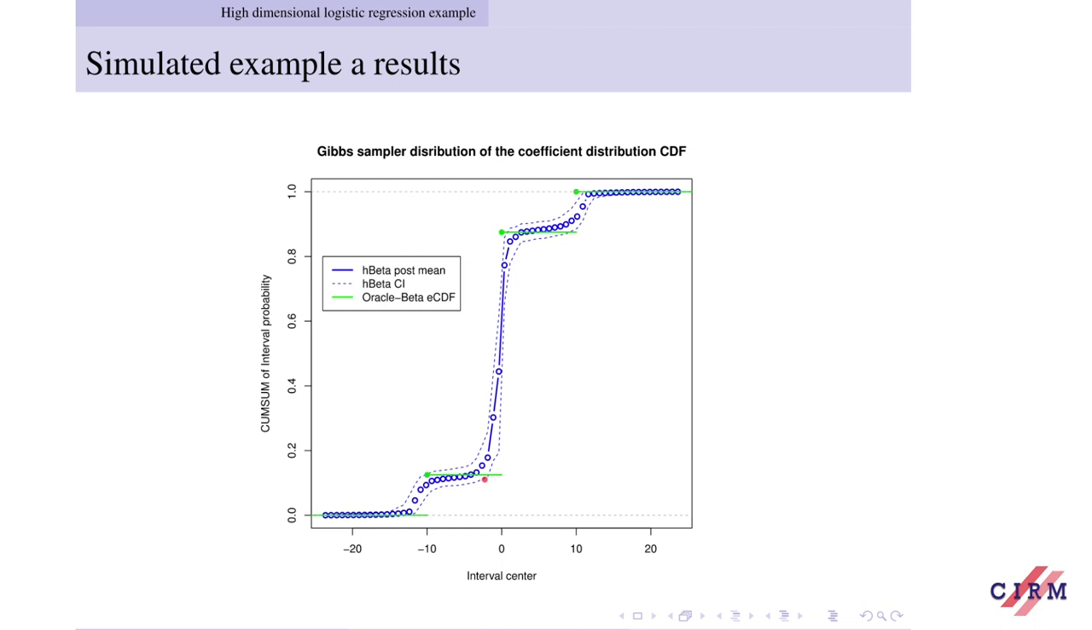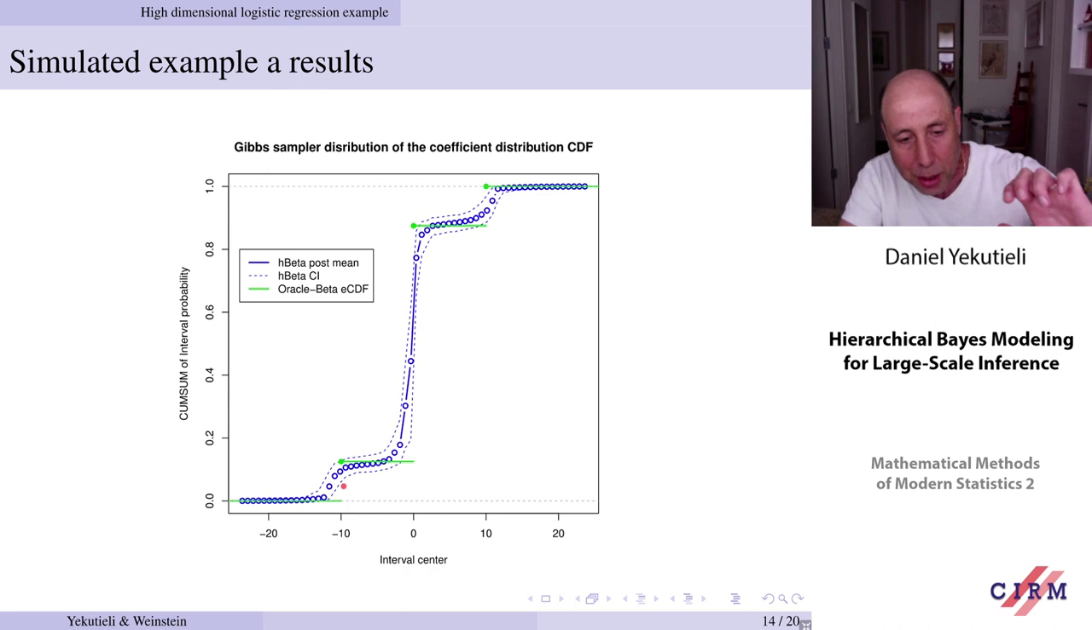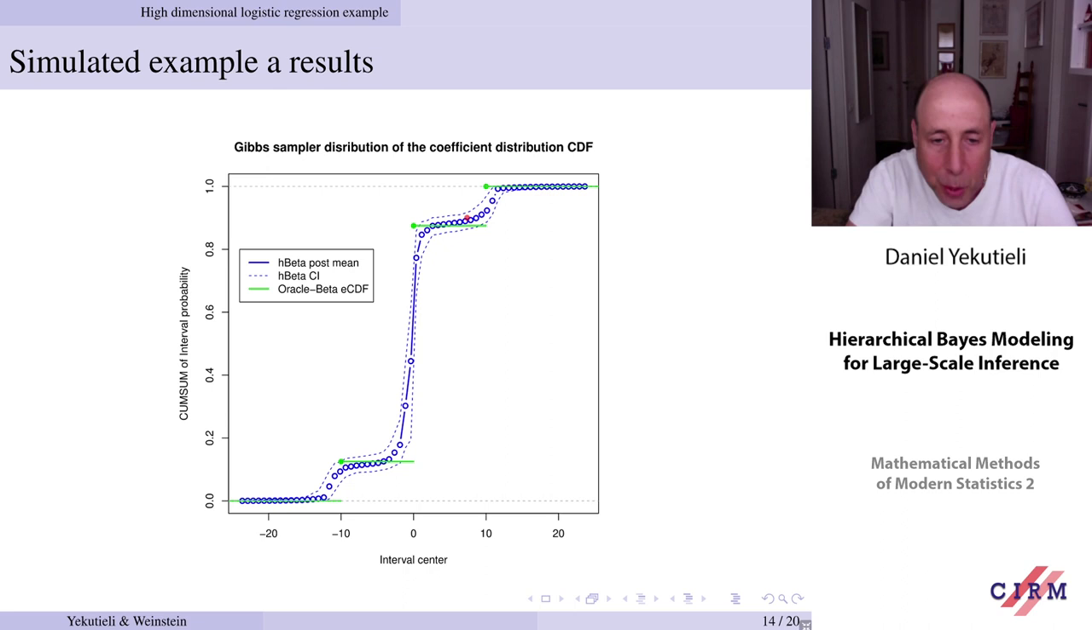So the green stuff is the thing we want to estimate. The blue stuff is what our Gibbs sampler gives out. If you recall, the Gibbs sampler gives out a discrete distribution on a support of 65 regular grid points. So these blue lines are the posterior mean distribution. We see a jump in the distribution at around minus 10, a jump at zero, and a jump at about plus 10.